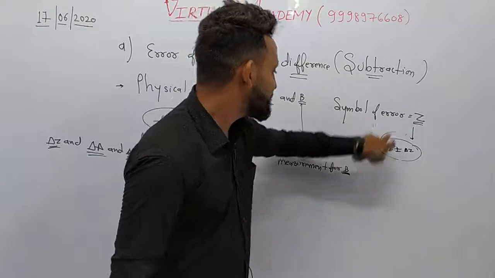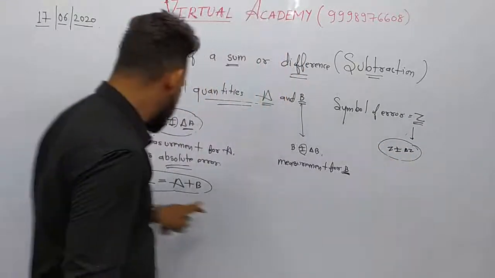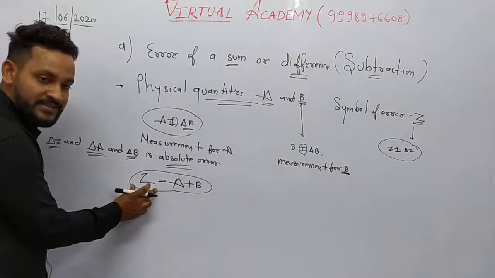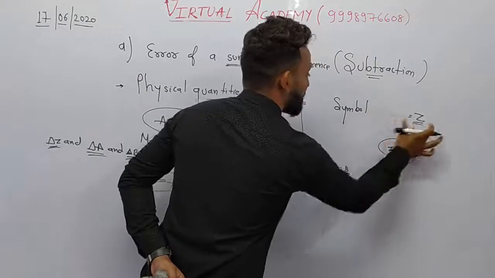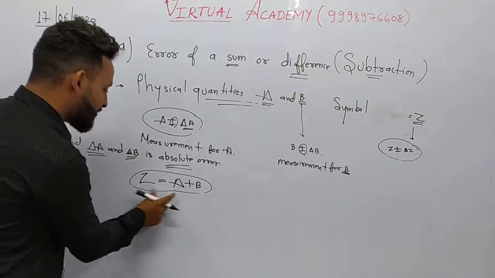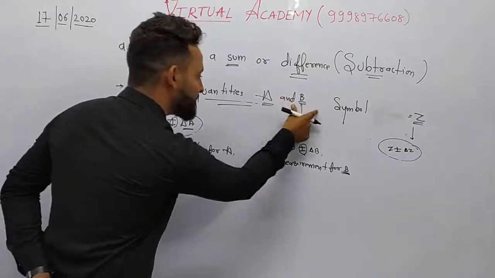It is a what? Z is a total measurement, and delta Z is indicating what? Error. So basically Z equal to what? Z is total measurement. Clear? So Z equal to A plus B. Not total measurement is A, measurement of A plus measurement B.